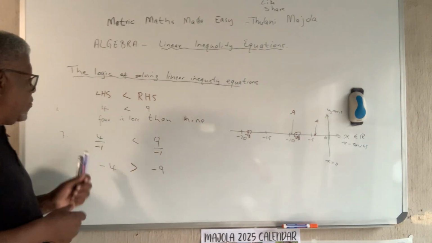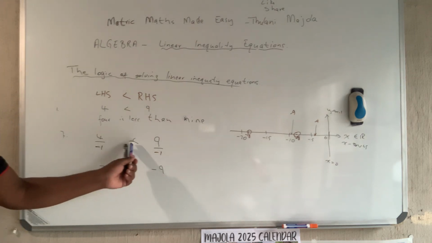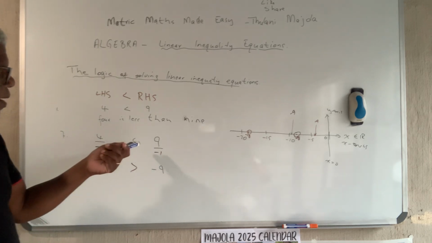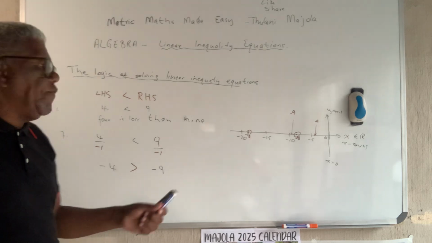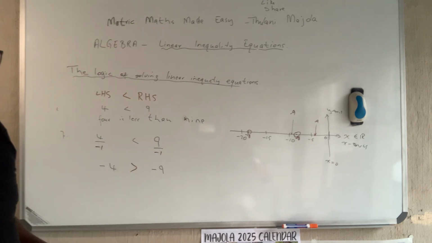So whenever you multiply or divide by a negative, the inequality sign changes from less than to greater than. Similarly, if it was greater than, then it would change to less than.